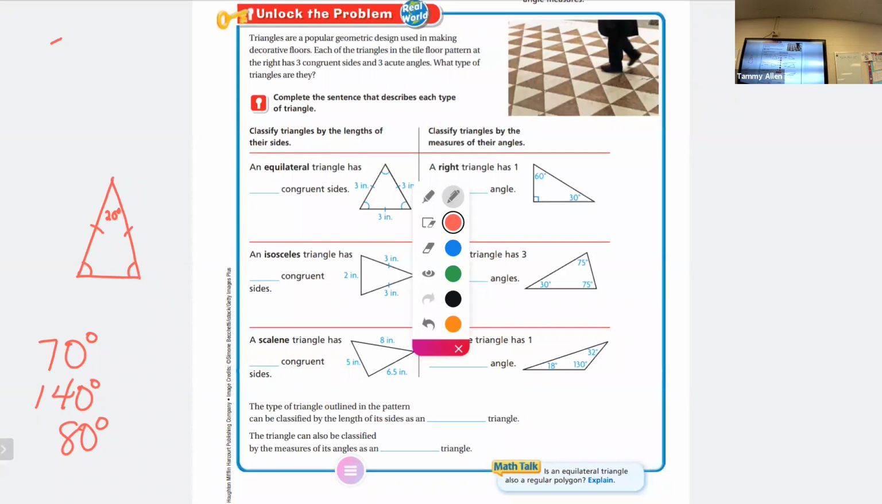How many times has Mrs. Allen said, write it down? Look, I know you had some good thoughts. We wanted to hear it. All right. Peyton's got a turn. We're going to let somebody else have a turn.